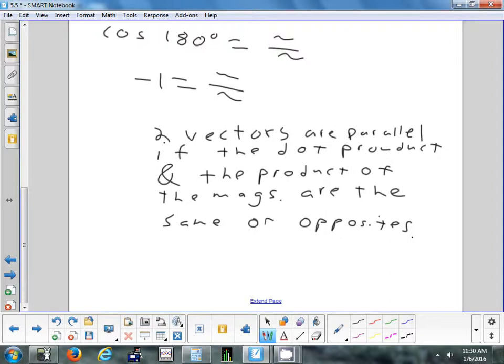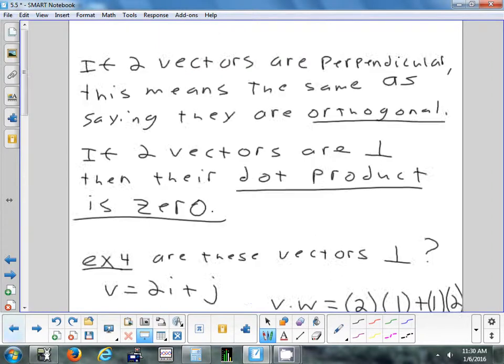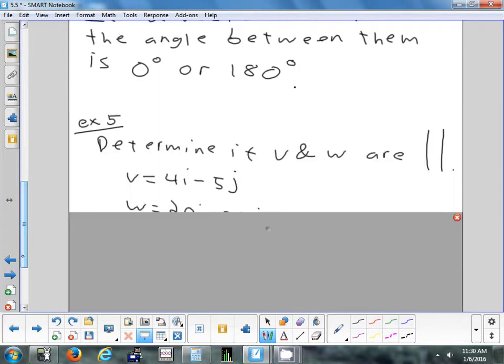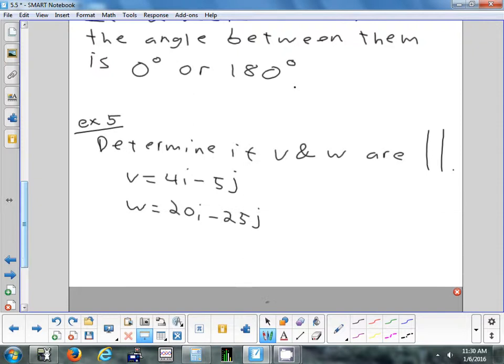All right, does everybody have that? All right, let's try one of those. Okay, determine if V and W are parallel. If you haven't seen that, that's the symbol for parallel, two vertical lines.